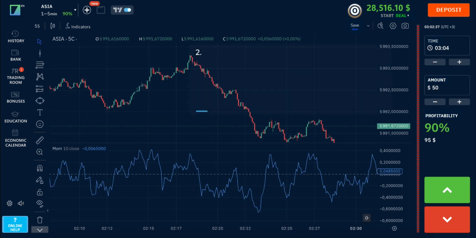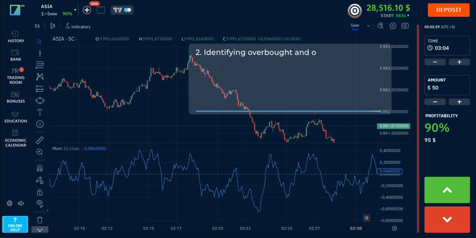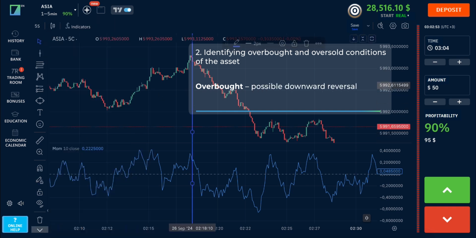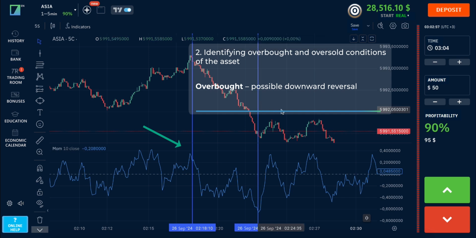The second trading situation where the momentum indicator can be used is to identify overbought and oversold conditions of an asset. When the indicator's value sharply and significantly rises above its usual levels, it may signal that the asset is overbought and a downward reversal or correction may soon occur. If the indicator's values drop significantly below standard levels, this may signal that the asset is oversold and an upward reversal may be possible.